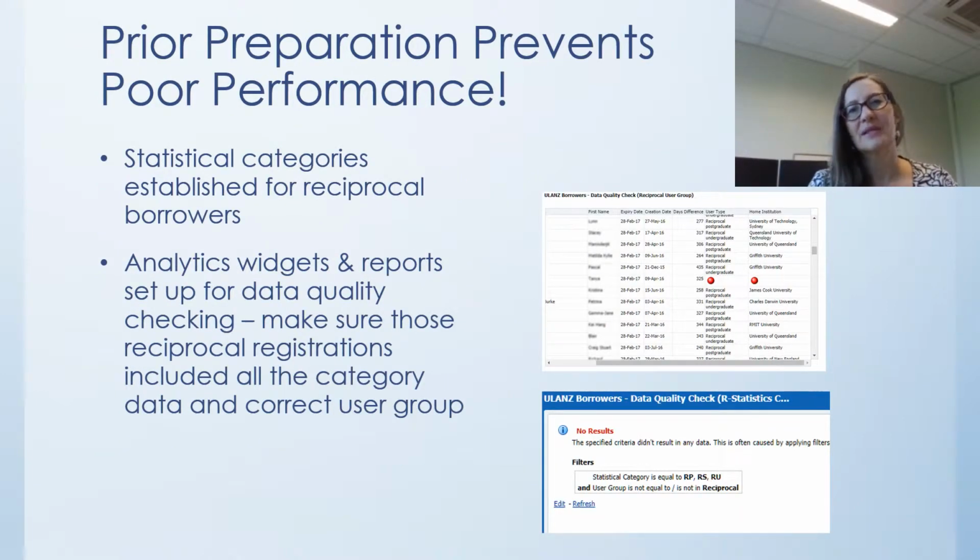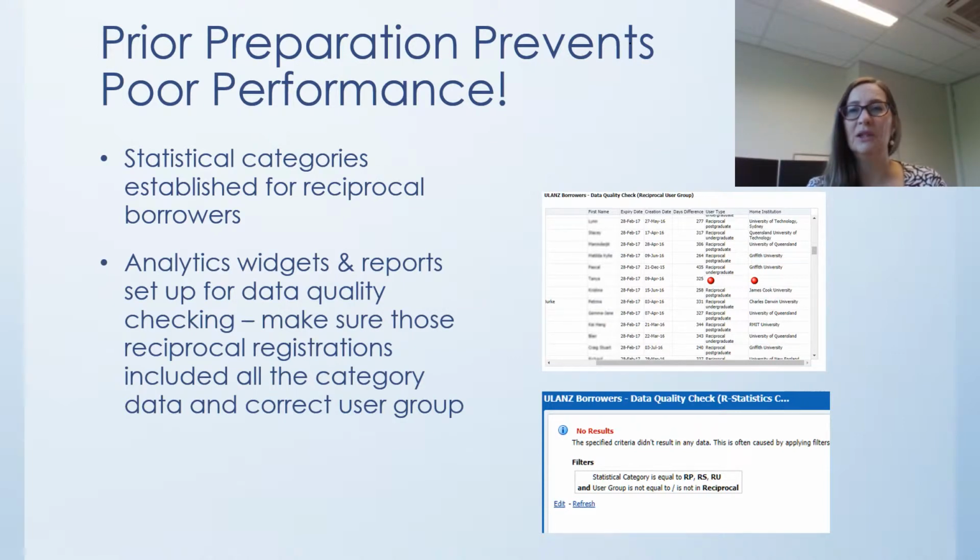We set up statistical categories in Alma to capture the home institution and the user type, so whether they were staff or undergraduate or postgraduate. And then we had to focus on data quality processes to ensure that the categories were correctly captured when reciprocal borrowers registered. Alma Analytics offers widgets that can be added to the home screen, and we set up some analyses to highlight problem records and display them in these widgets or in a report.